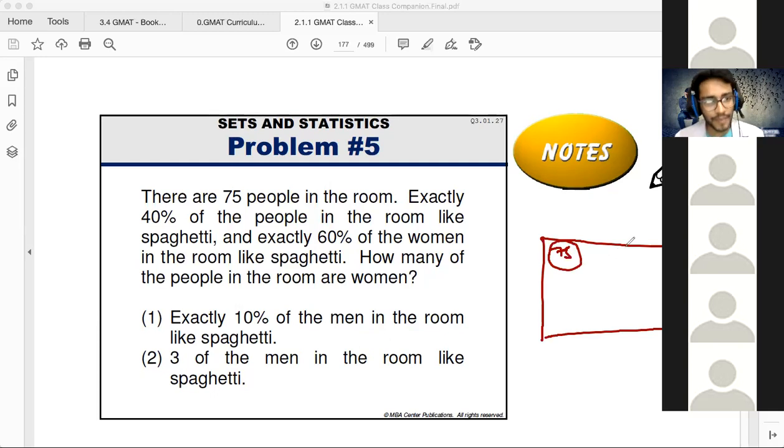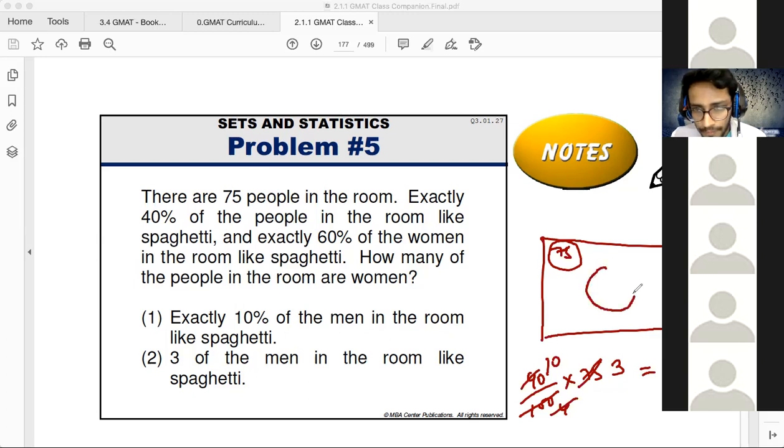There are 75 people in the room, exactly 40% of the people. How much is 40% of 75? 30? Okay. So exactly 40% of the people in the room like spaghetti. How much is this? 30.